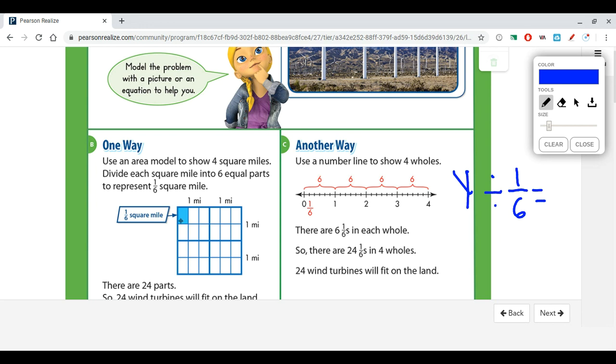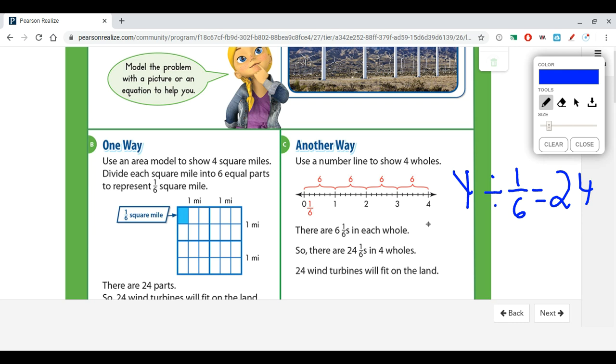So each of the 4 square miles is divided into 6 parts. So you can see 1, 2, 3, 4, 5, 6. So I have 6, 12, 18, 24. So my answer here is going to be 24. If I look at it with a number line, I take my four wholes, and I divide each of my 4 wholes into 6 pieces, and then I would count how many I would have there. And so my total that I would have here would be 24.